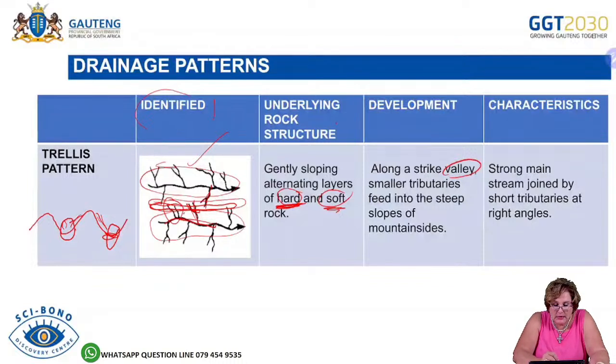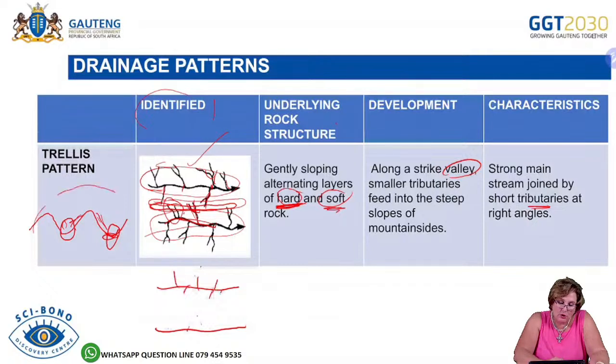But very important is that these streams are flowing parallel to each other. They're flowing parallel, and this is the main stream joined by short tributaries at right angles. Okay, so how do I identify it? You just look for rivers that flow parallel to each other, with their tributaries. Now, how do I know it? It forms normally in areas of alternating hard and soft rock.